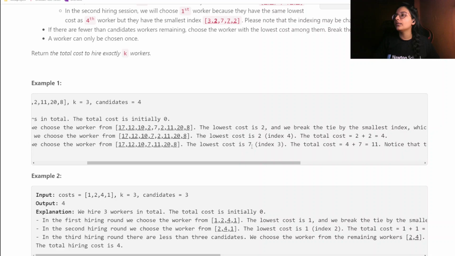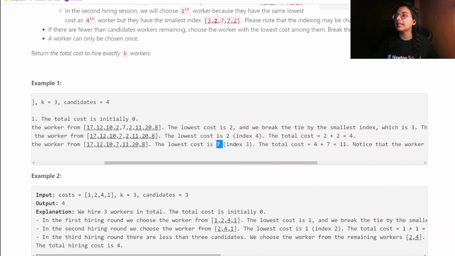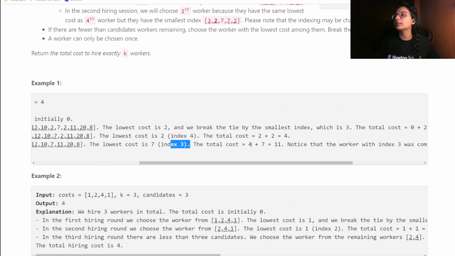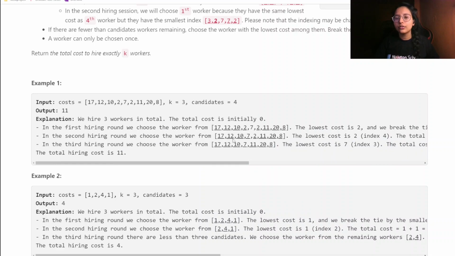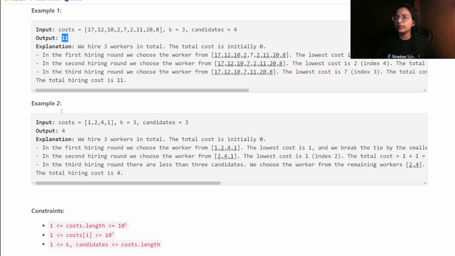So now out of all of them, we figure out that the lowest cost is 7, index 3. The total cost becomes 4 plus 7, that is 11. And notice that the worker with index 3 was common in the first and the last 4 workers. So according to that, we are required to have our algorithm in such a manner that wherever there is something common, it could also be handled easily. So as per that, our total cost is 11. So this was the thing.